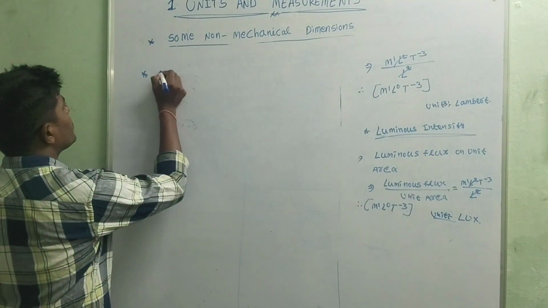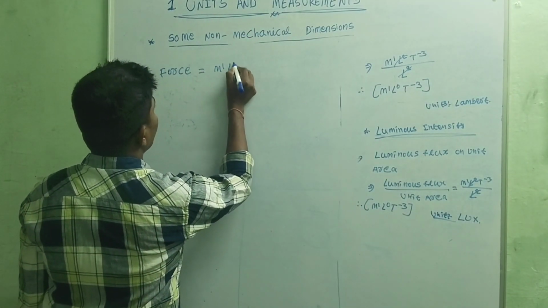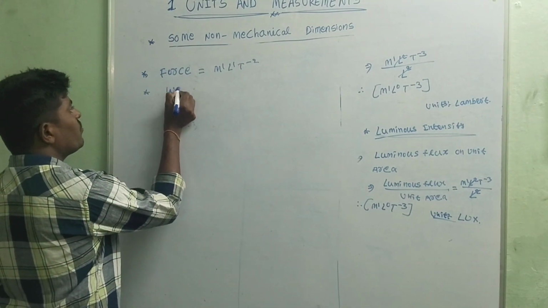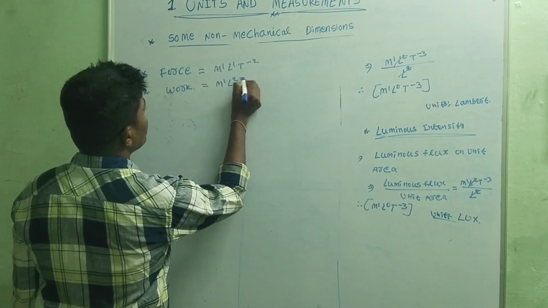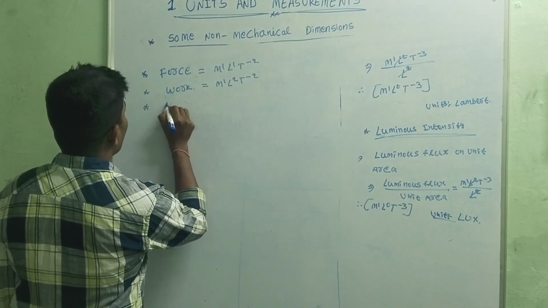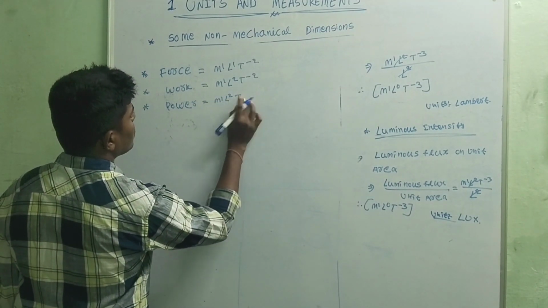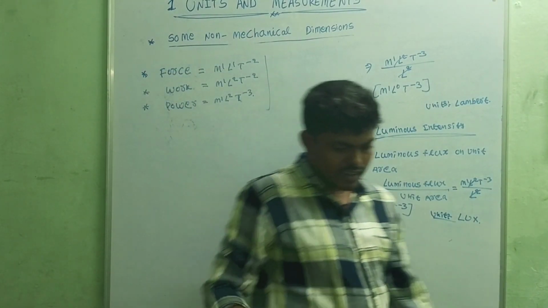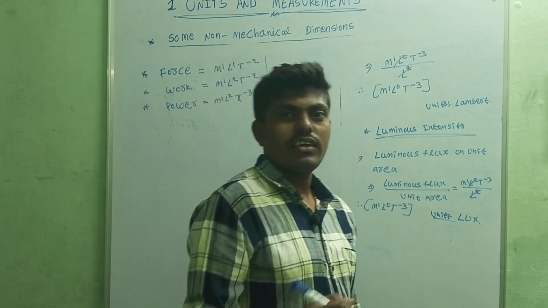The important dimensions are these. Dimensions of force are M1 L1 T minus 2, dimensions of work or energy are M1 L2 T minus 2, and dimensions of power are M1 L2 T minus 3. When we know these three dimensions, it is easy to write the rest.